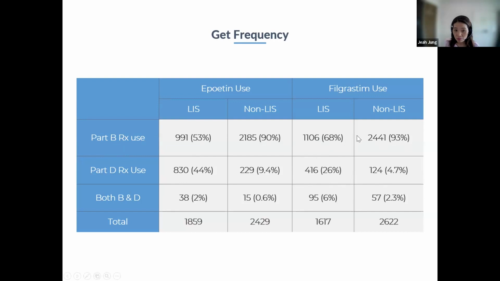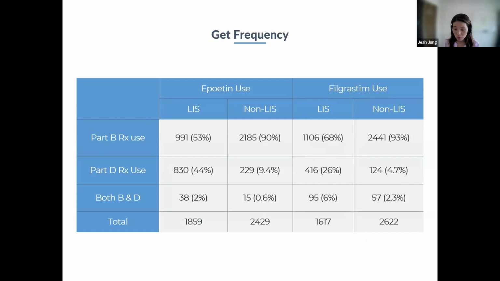However, I think this is because filgrastim is used as a chemotherapy supportive drug. So if they were using Part B cancer drugs, a lot of cancer drugs are currently IV injectables. Then when they go in to get the chemotherapy, they might actually have gotten filgrastim along with the chemotherapy. That makes sense. Then they don't have to visit again, or they don't have to self-administer subcutaneously from home. And that's what might actually explain this. Right. So any questions?